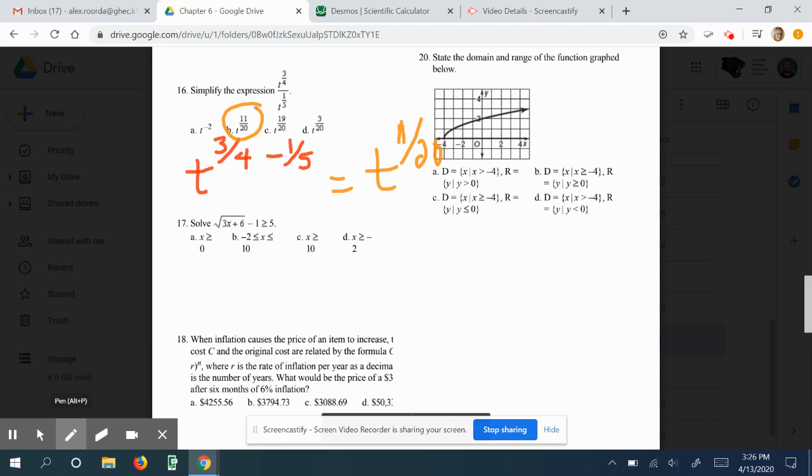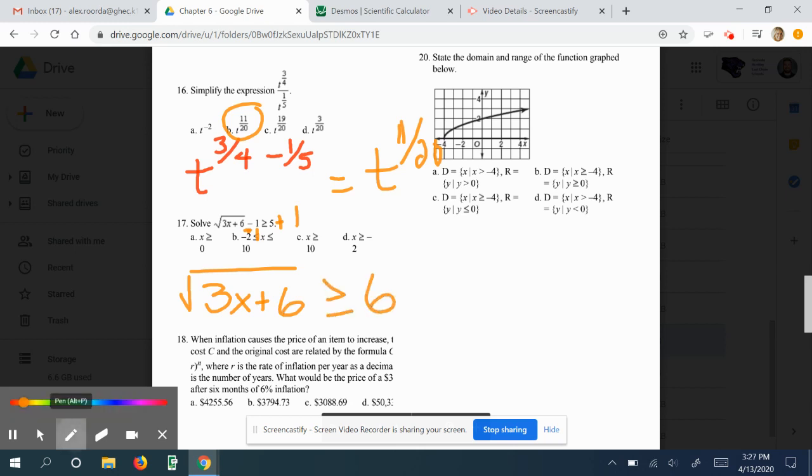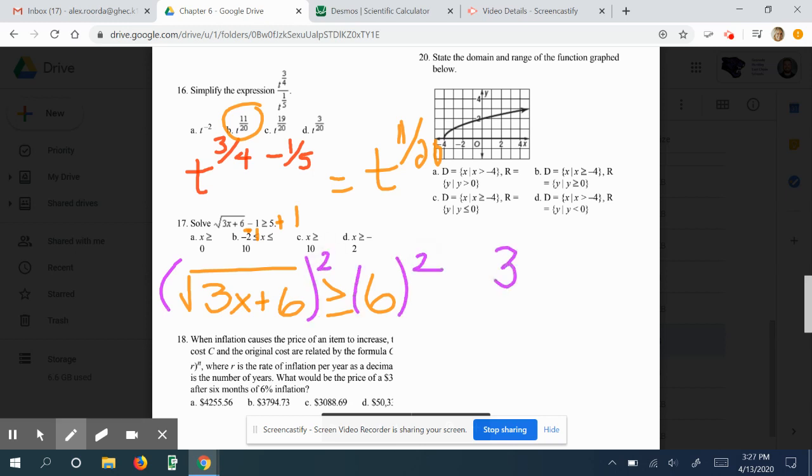All right, let's look at number 17. It says to solve that radical inequality. So what I'm going to do to solve that is I'm going to start by adding 1 to both sides, right? I have to get rid of that minus 1. And so I get the square root of 3x plus 6 is greater than or equal to 6. Now, I see I have a radical that I can undo. I square both sides, right? And so I get 3x plus 6 is greater than or equal to 36.